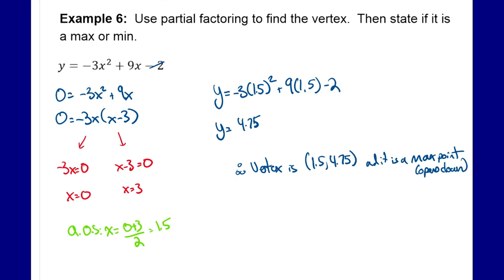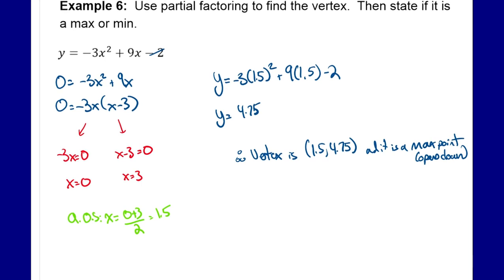This gives us an axis of symmetry of 1.5, which when we plug back in, we get a y value of 4.75. So our vertex is 1.5, 4.75, and it is a maximum point or a maximum value because our parabola opens down due to the a value of negative 3.